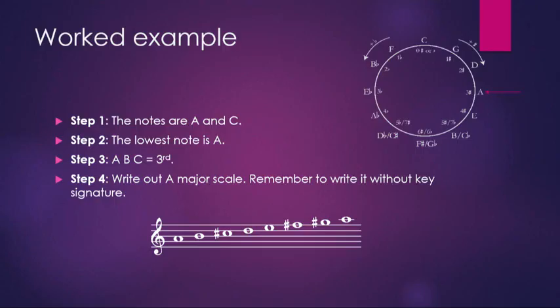The first step is to work out the two note names. We know that we've got an A and a C. The lowest note is an A, so we count up from the A. A, B, C, we're working with the third. Then we have to work out the key signature of the lowest note. The lowest note was an A, and that's the A major scale. So we write out the A major scale. Remember to write it out without the key signature, so put in the sharps one by one as though you were writing it in manually. If you look at the screen, you'll see that I've written it out for you.